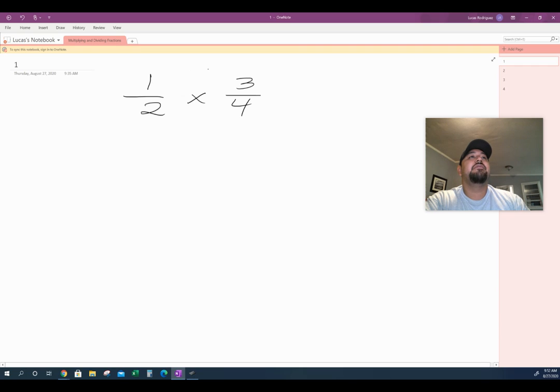You just say 1 times 3 is 3. 2 times 4 is 8. Simple as that. I got to see if I can reduce it. If this is a word problem, I need to make sure that this is actually in my answer. I don't need to reduce it or change it to a mixed number or anything. In this case, this is the lowest form that it can be in, so that would be the answer.